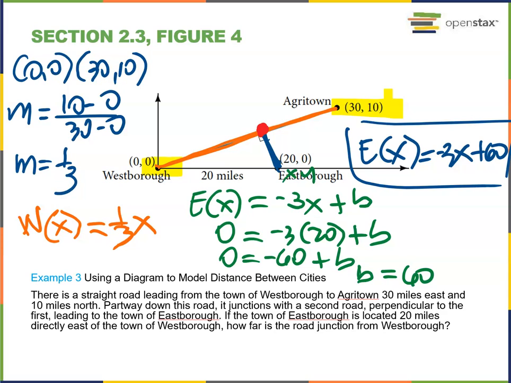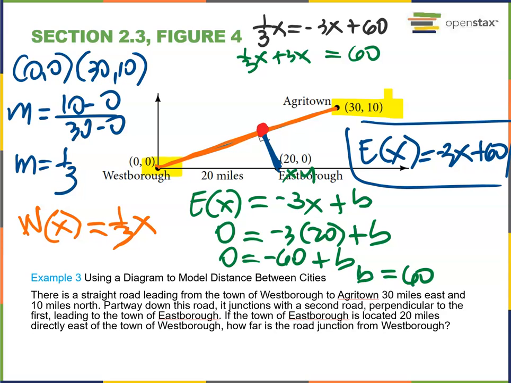So here 1/3 x equals negative 3x plus 60, and then solve for x. Oops, sorry. Not subtract 60. It would be better if we add 3x. So it's going to be 1/3 x plus 3x is equal to 60.